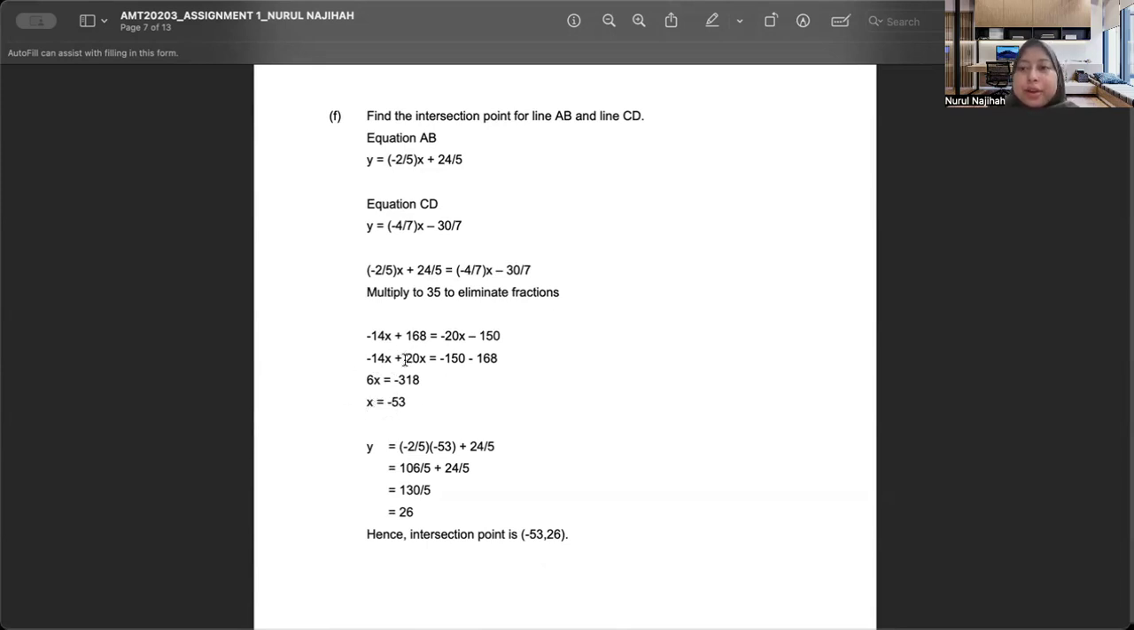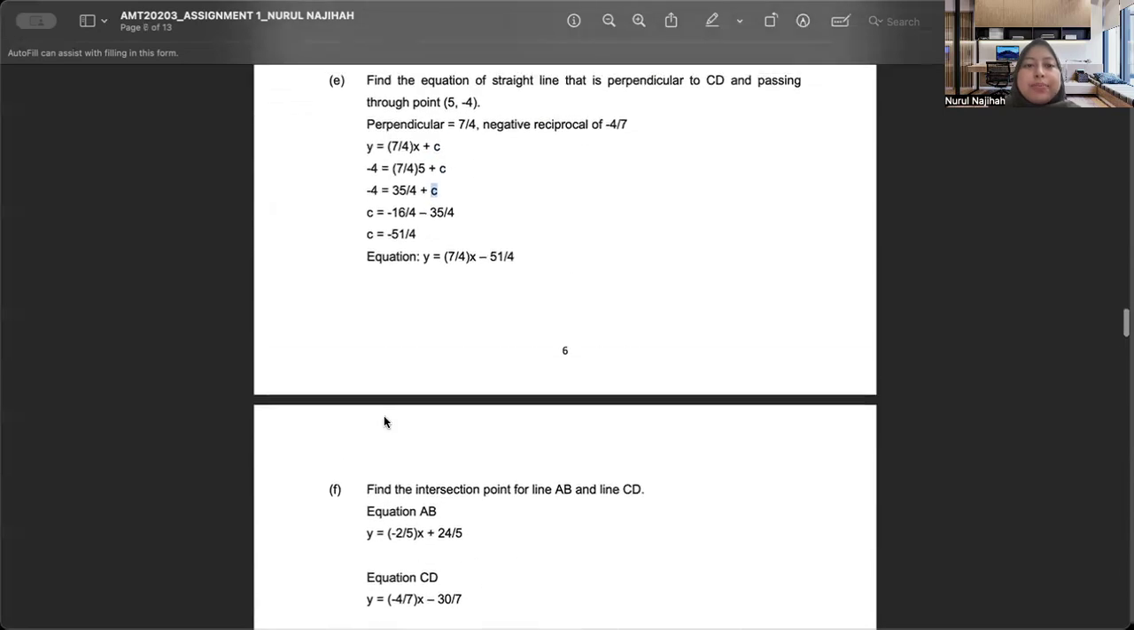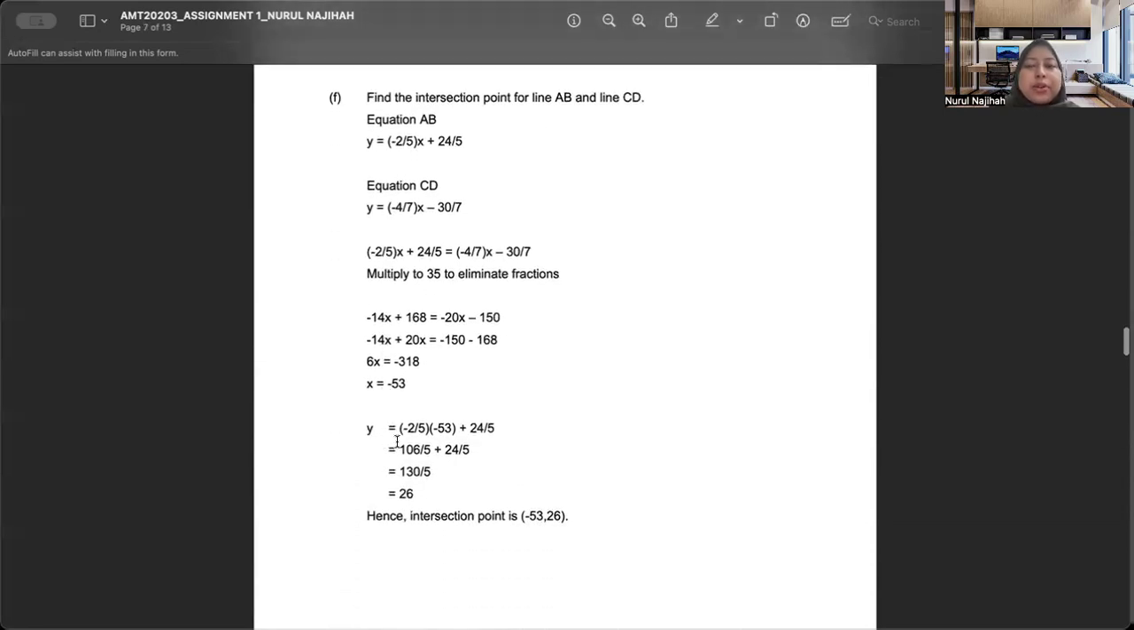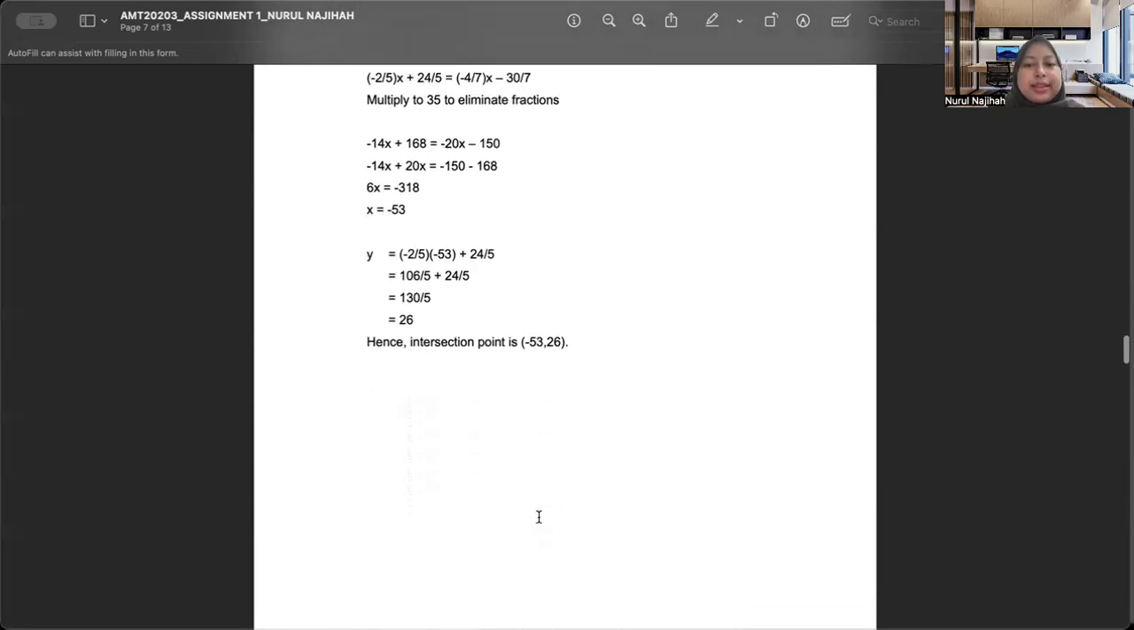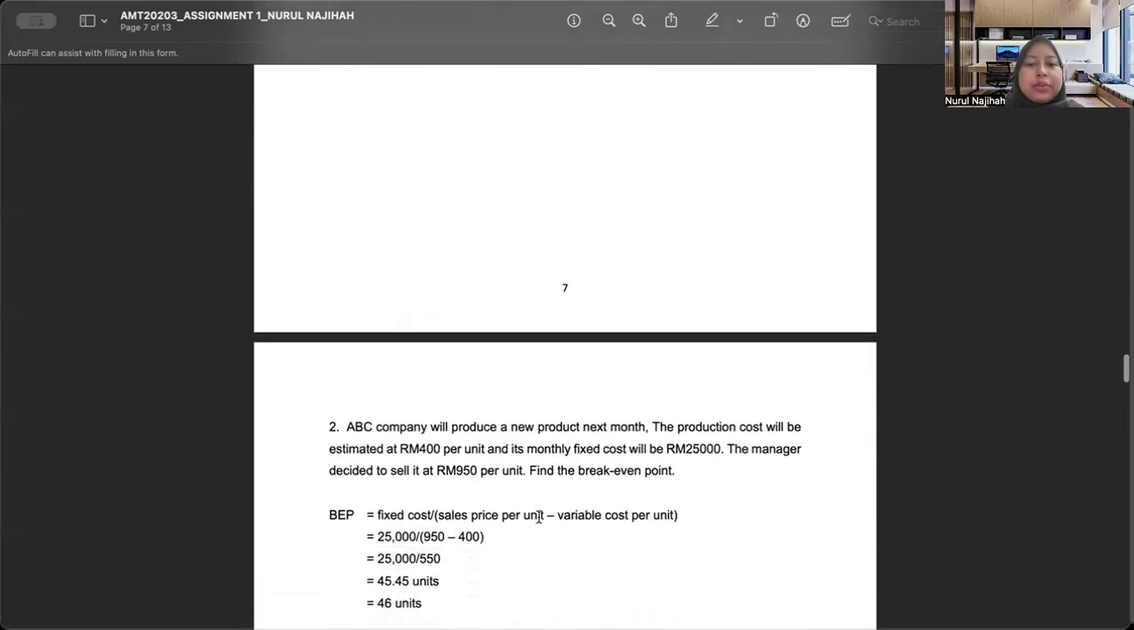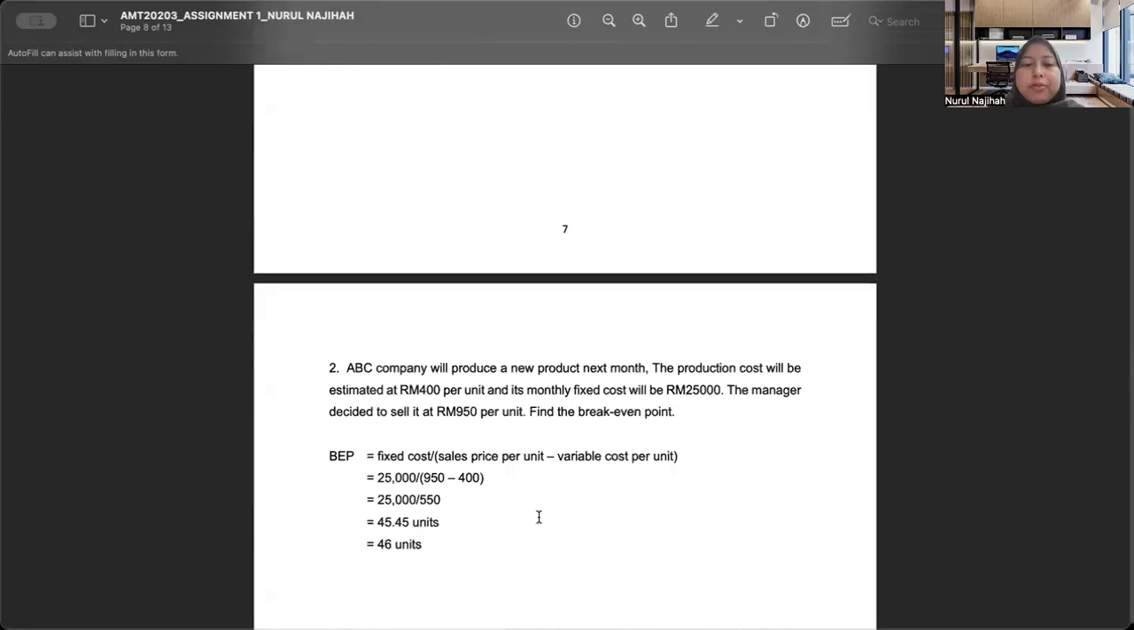Once we have the x figure, we already got the answer because we can use the same formula as just now, y equal to mx plus c. And we already know what c is here. So y we can get 26. So the intersection point for line AB and CD is -53 and 26. So our last question will be on the topic of break-even point.